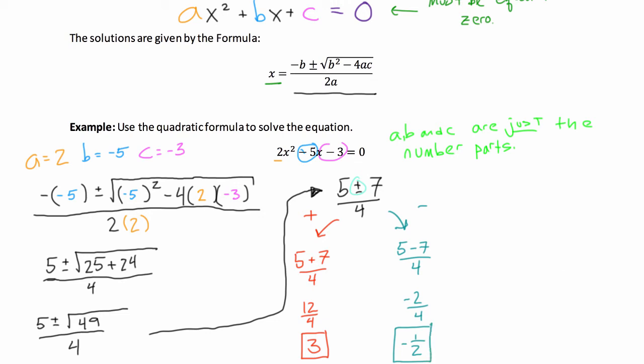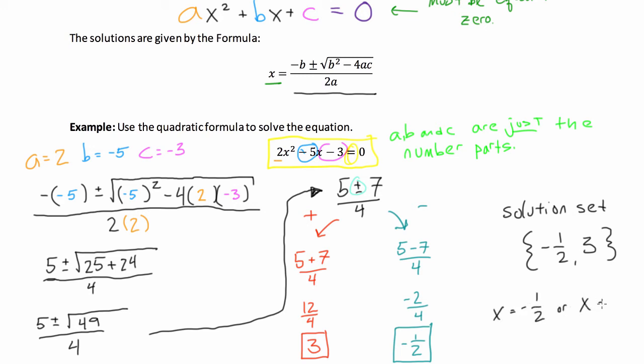So then I have solutions. My solution set is negative 1/2, 3. And so those are 2 values that will satisfy this original equation that I started with. So these are the solutions to an equation. I've got that equal sign. You can also say, x equals negative 1/2 or x equals 3. Something like that is okay.